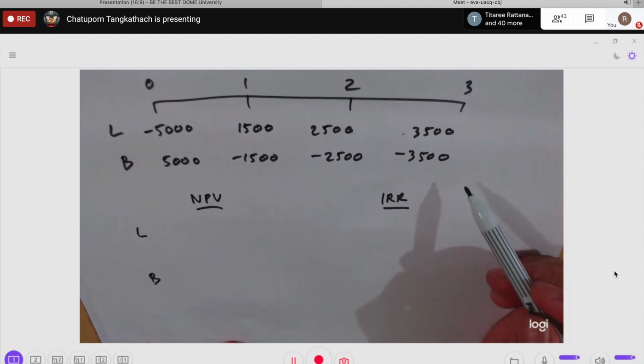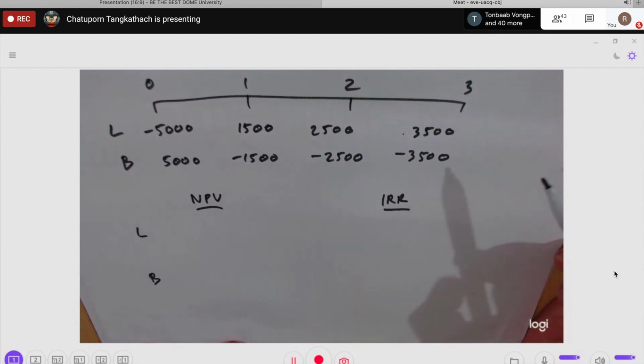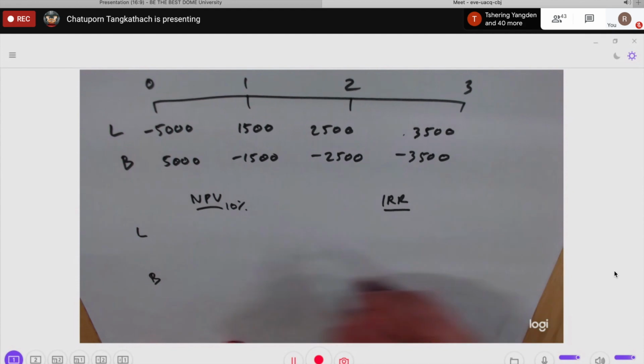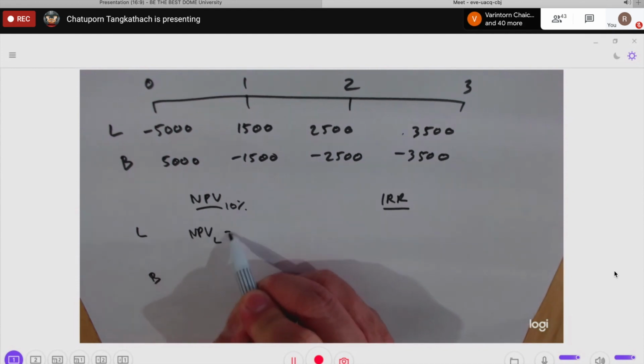And for these two projects, nothing indicates that they are mutually exclusive. So let's assume that they are independent projects, okay? So please calculate NPV at 10% and IRR. This is what I need at this moment.